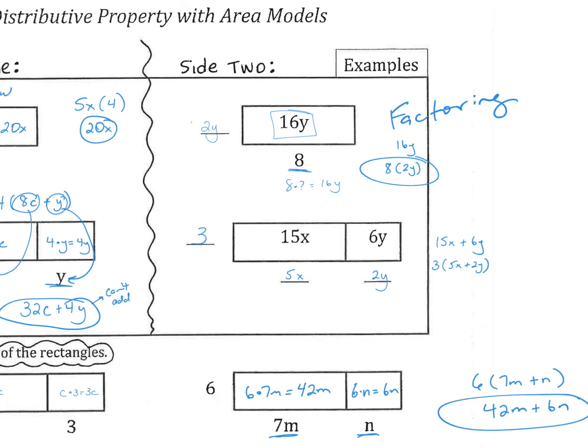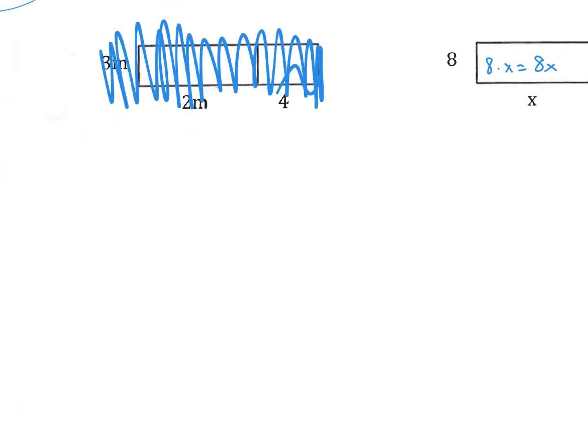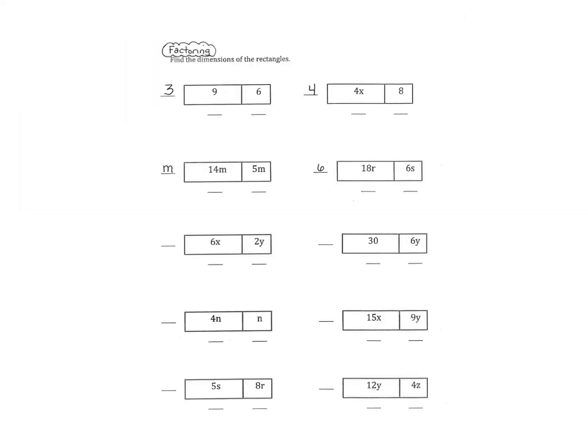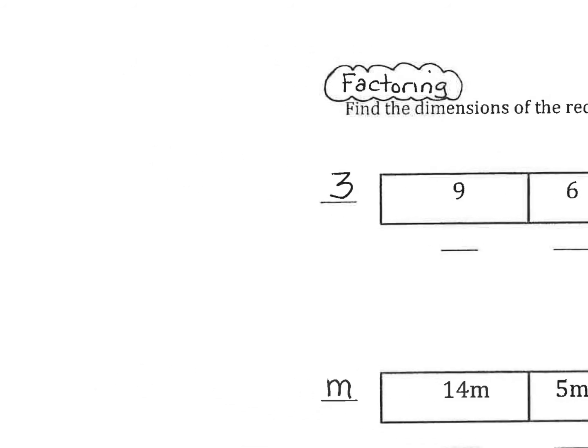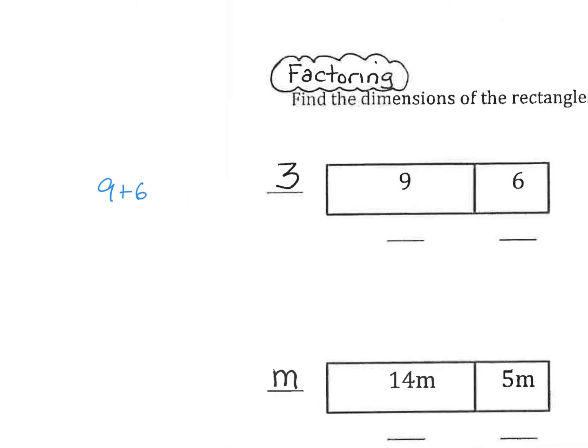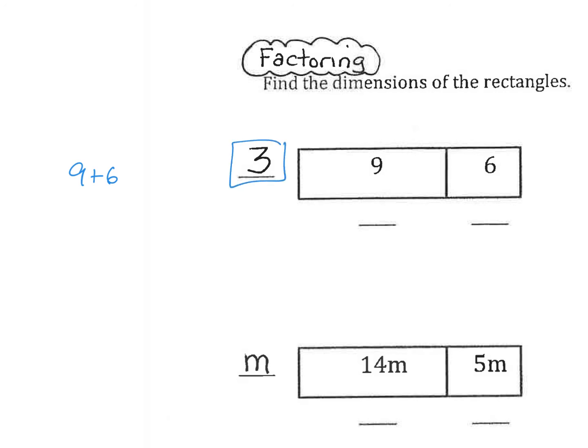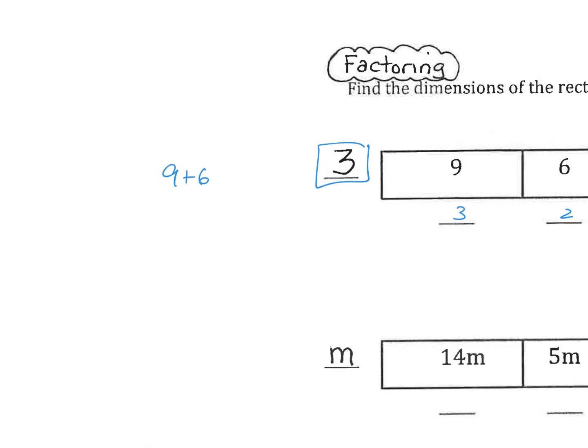All right, so let's move on to the second page and do a few of those problems together. All right, so let's go ahead and factor. So let's start with these. So this first one may start off looking like this. So I have 9 plus 6. Okay, I know that I can divide both of those numbers by 3. 9 divided by 3 is 3. 6 divided by 3 is 2. So my final answer would just be 3 times (3 plus 2).